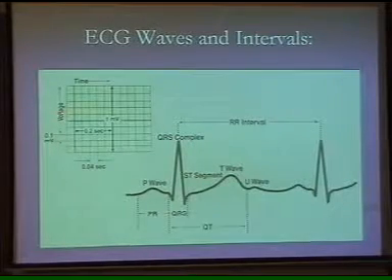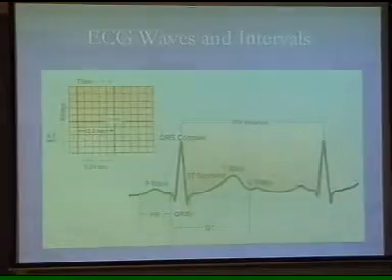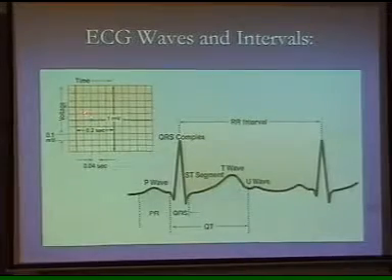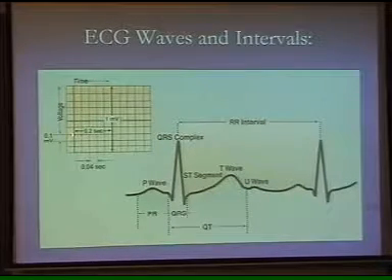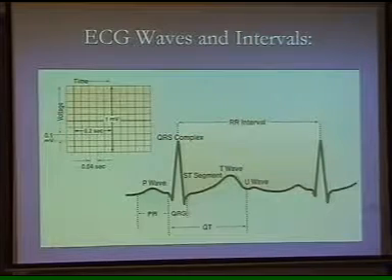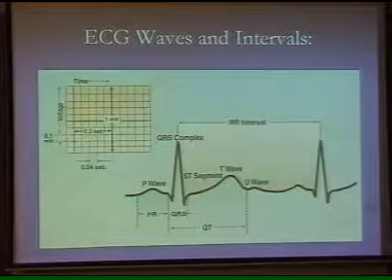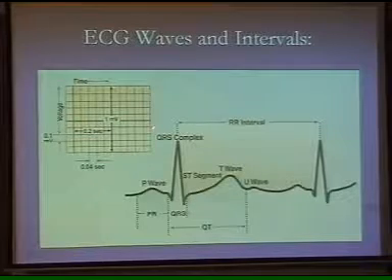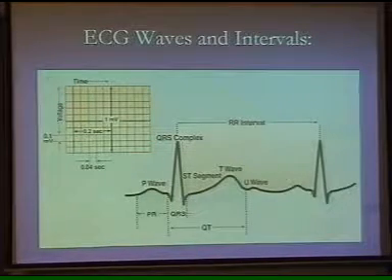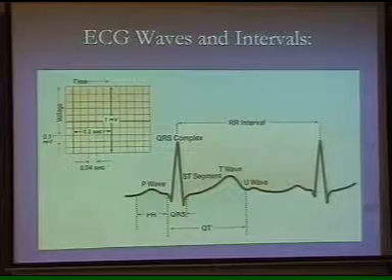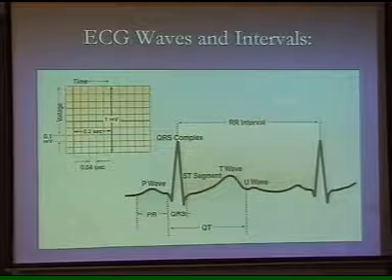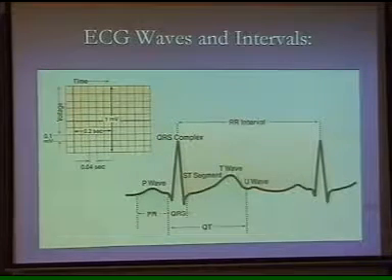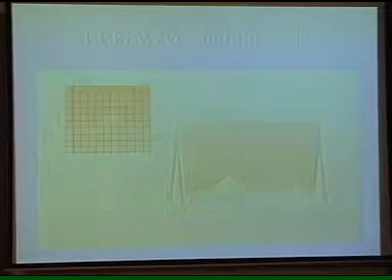Now, these 5 squares, 1, 2, 3, 4, 5 small squares, are basically grouped together as a big square. So whenever you see an ECG, you'll see the small squares, and 25 of these small squares will be going through the machine in 1 second. And in order to identify them clearly, they are further divided into big squares. So you have 5 big squares, meaning in 1 second you'll have 5 big squares going through the machine.